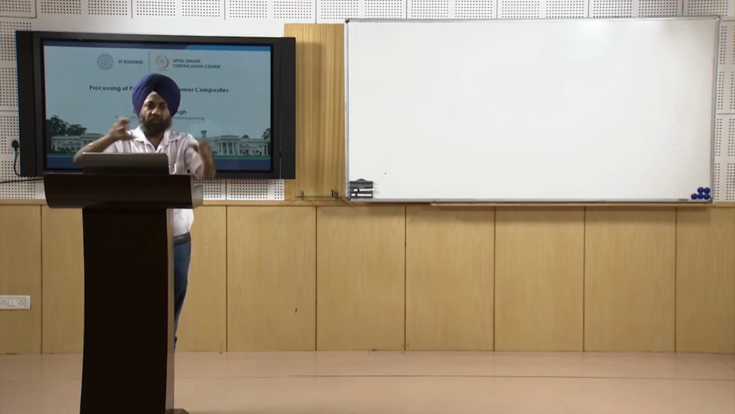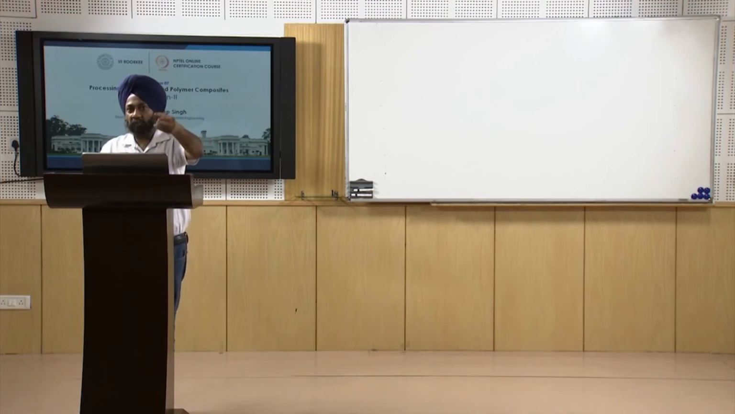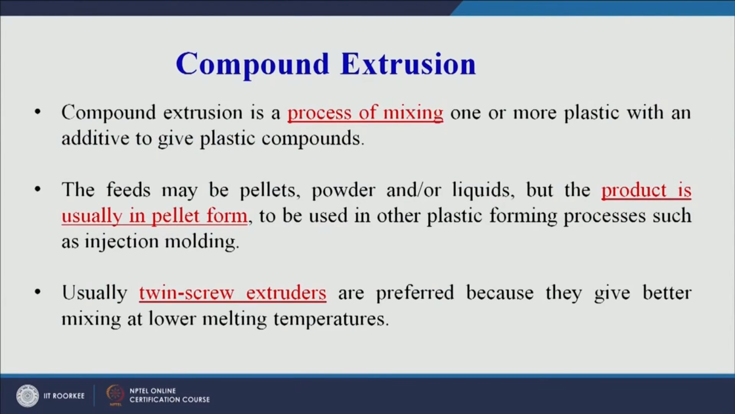When we study injection molding, we will see that many times, in order to have a combination of properties, we will first mix two or three plastics together, extrude them, and pelletize them. Those pellets we will then use in injection molding as a raw material, so that we get our final product with the desirable properties. So this process is, we can say, a prerequisite for injection molding if we want specific properties for a particular product. Usually twin screw extruders are preferred because they give better mixing at lower melting temperatures.